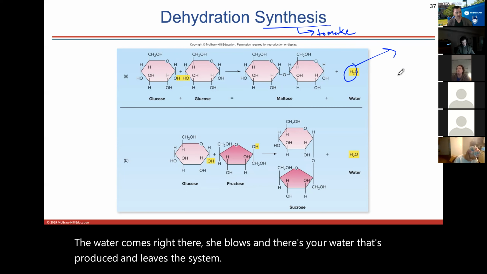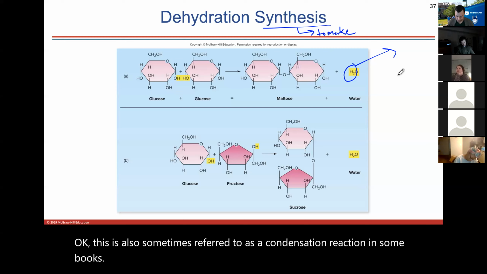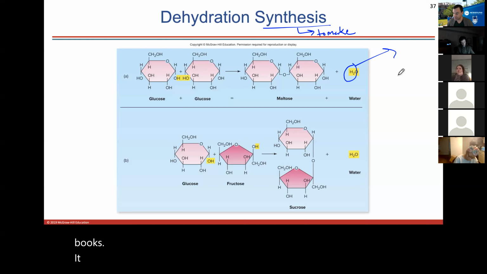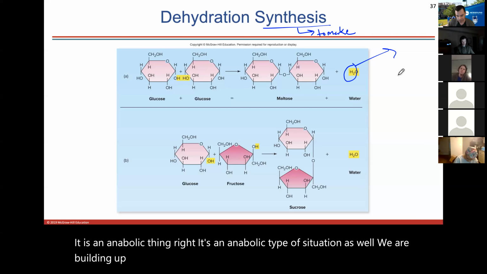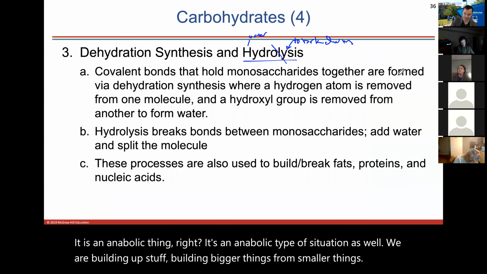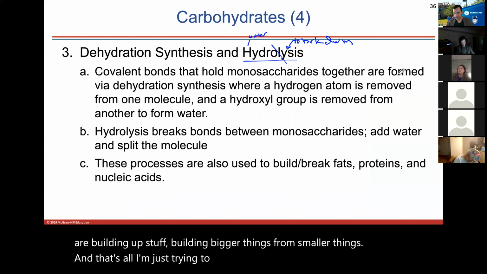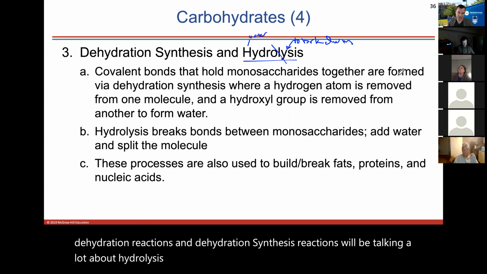This is also sometimes referred to as a condensation reaction in some books. It is an anabolic type of situation as well. We are building up stuff, building bigger things from smaller things. And that's all I'm just trying to talk about here. We'll be talking about dehydration synthesis reactions, and we'll be talking a lot about hydrolysis reactions when it comes to the digestive system later.